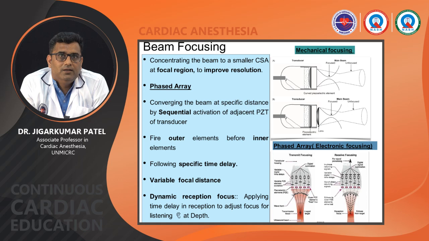Electric focusing is known as phased array. Most of the newer probes use this electric focusing method. Here, the beam is converged at a specific distance by sequential activation of adjacent PZT of the transducer. What happens is they fire the outer elements before the inner, as you see in the image. So with a specific time delay, they fire the outer elements, then the inner elements. So you will focus your sound wave, and it is variable. By mechanical focusing, you only get a fixed focal length, but by electronic focusing, you can change your focal distance.